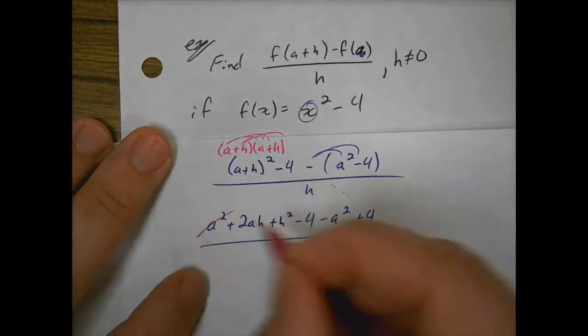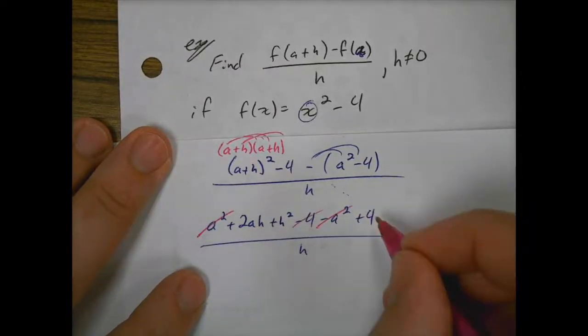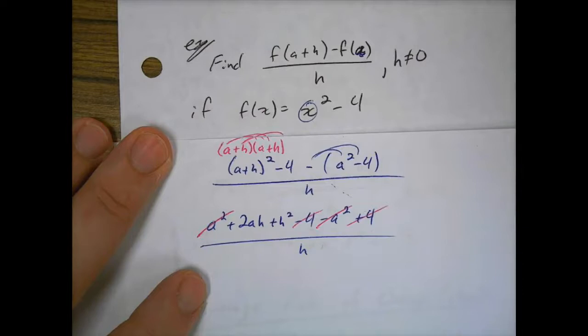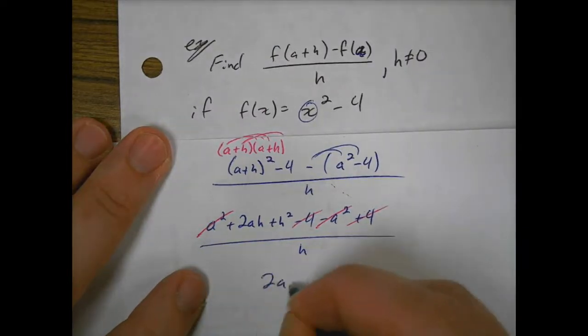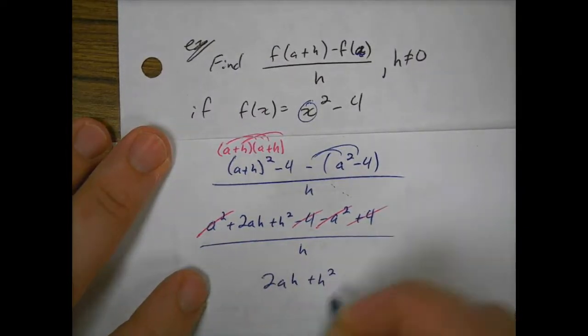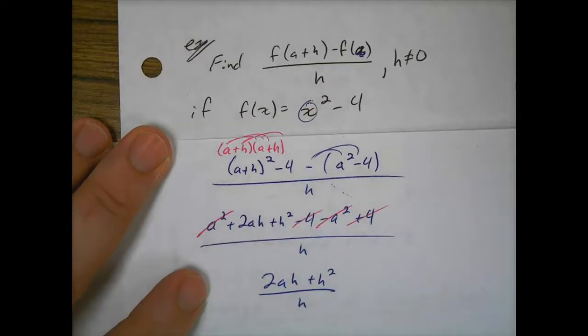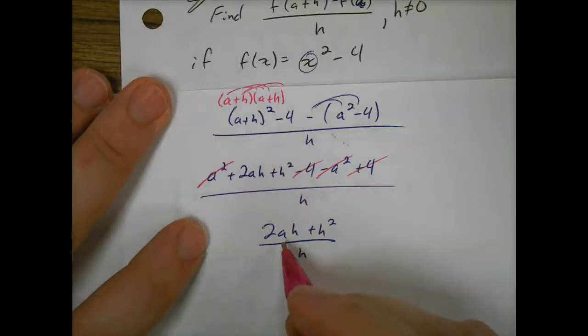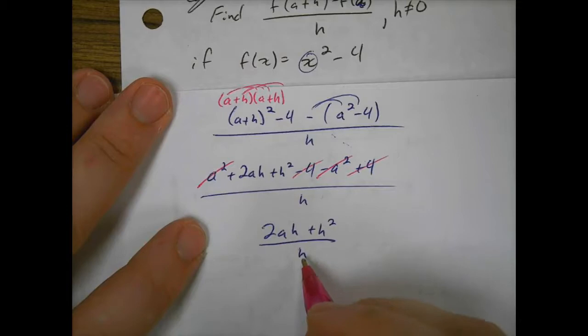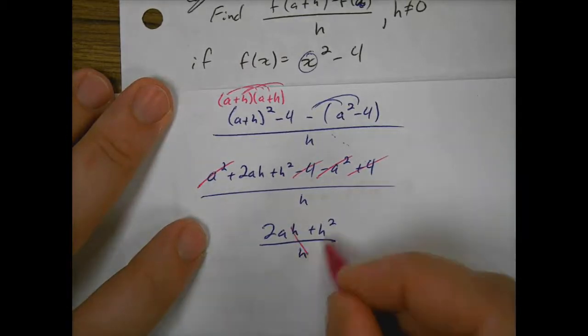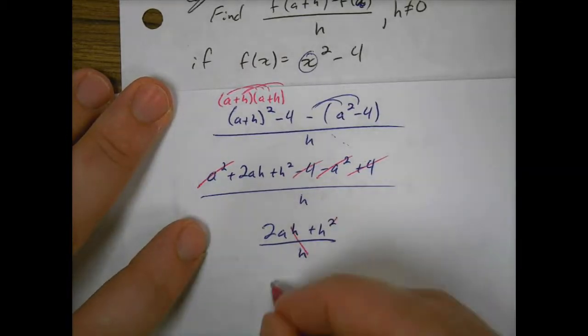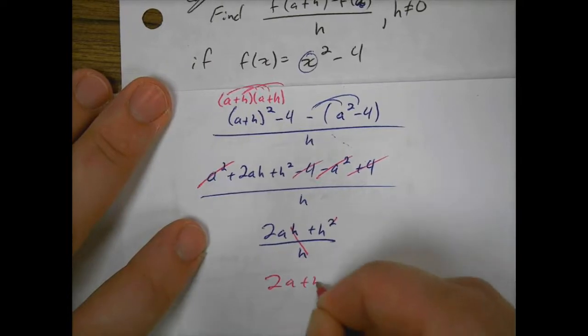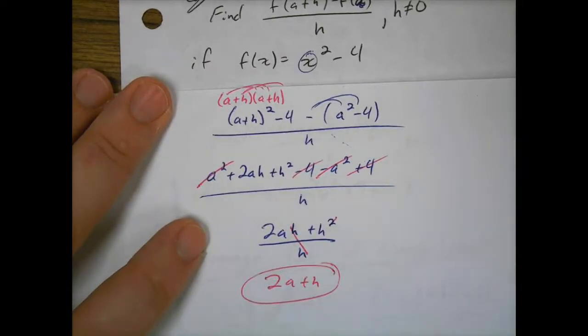Check it out. A squared minus a squared, negative 4 plus 4. So I am left with 2ah plus h squared divided by h. Remember that both of these terms in our numerator are being divided by h, so essentially I can divide out h from both of them. So I have 2a plus h, and that is as far as I can simplify this function.